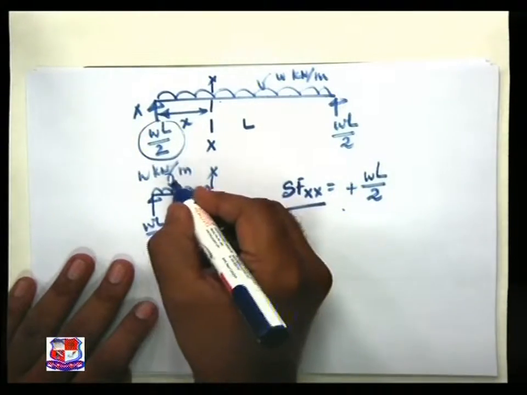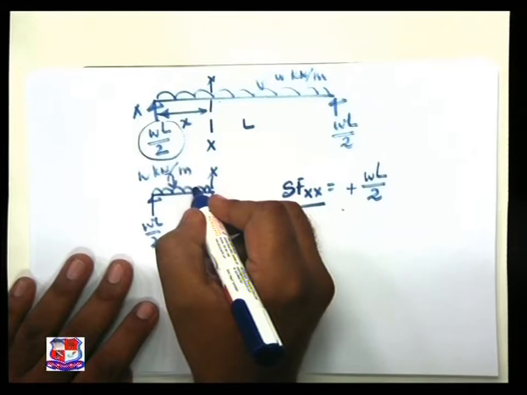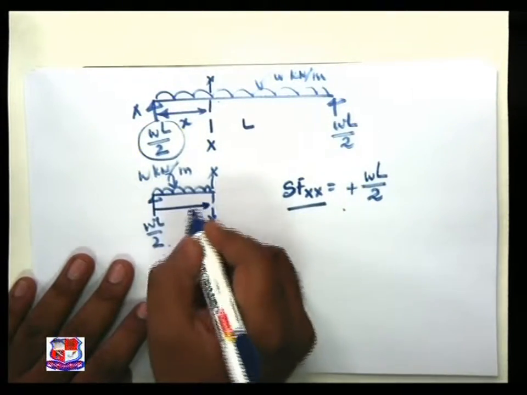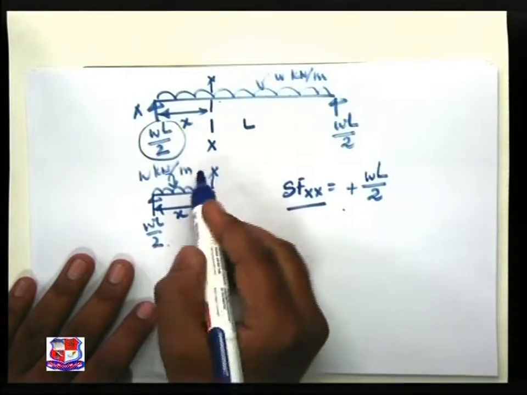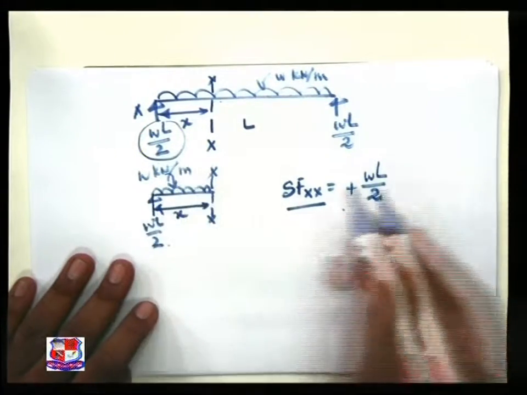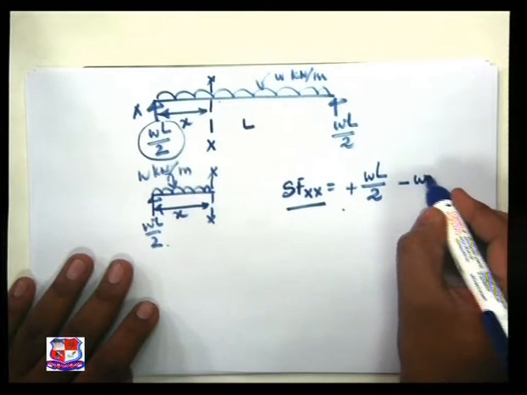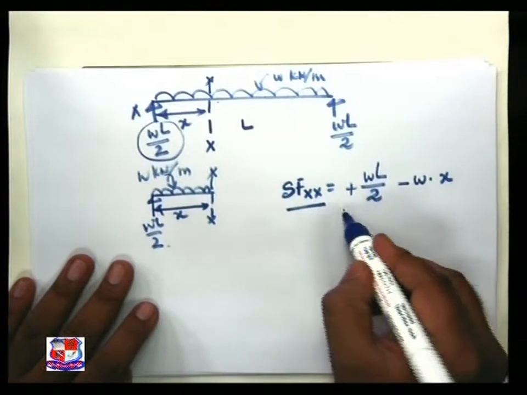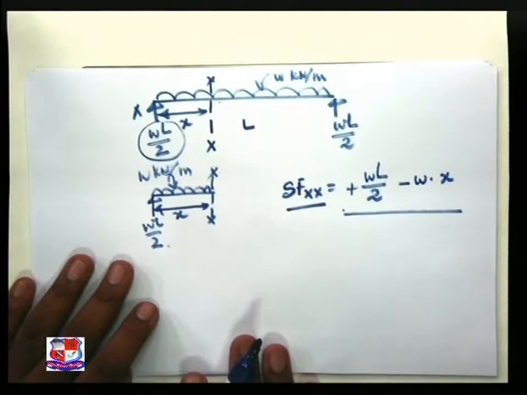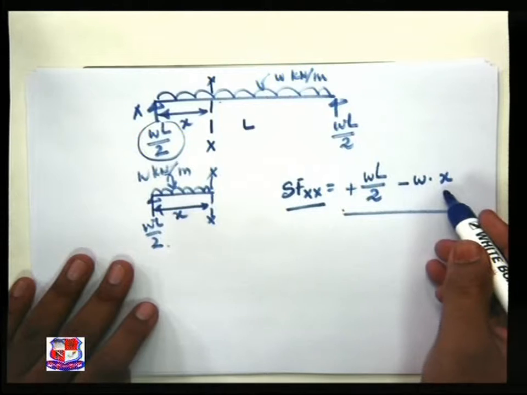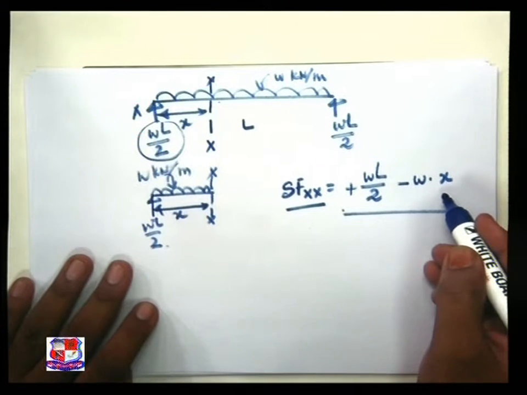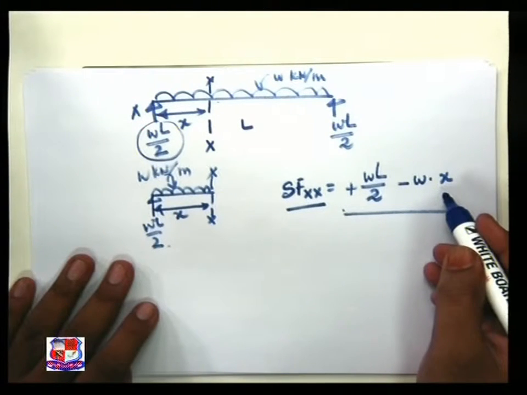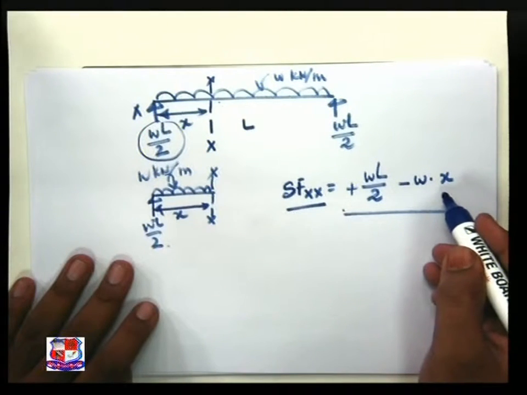Now another load is the UDL, which is acting downward over this distance of X. So the total load which is acting downward is minus W into X. Now see this formula very carefully. The term X is present over here, which means a linear variation will be observed while we are plotting the shear force diagram for this particular beam.